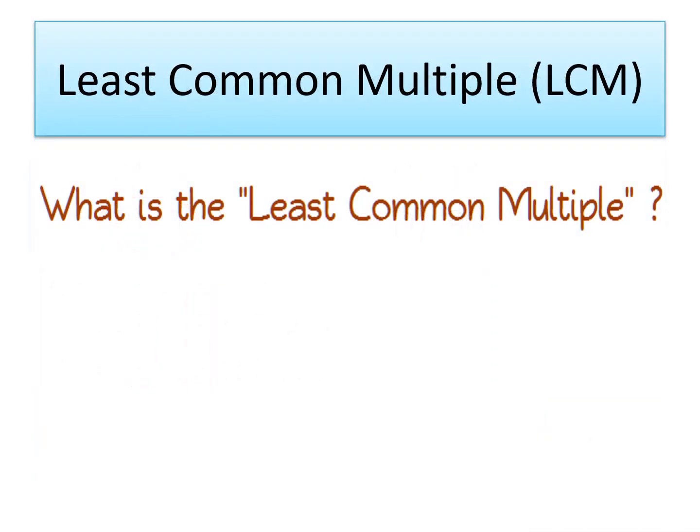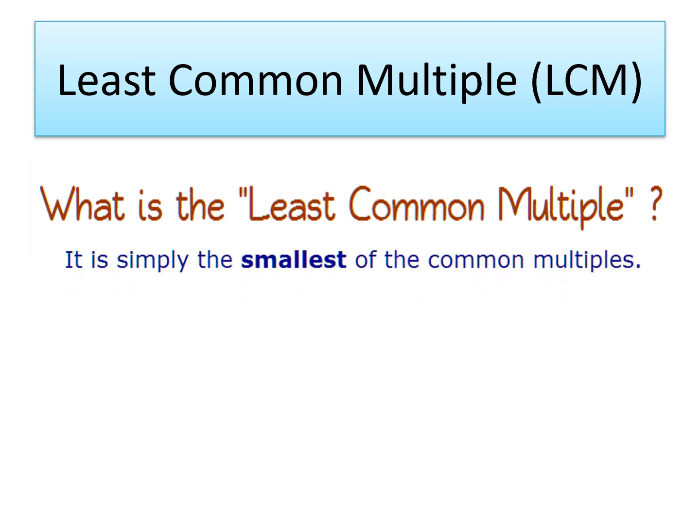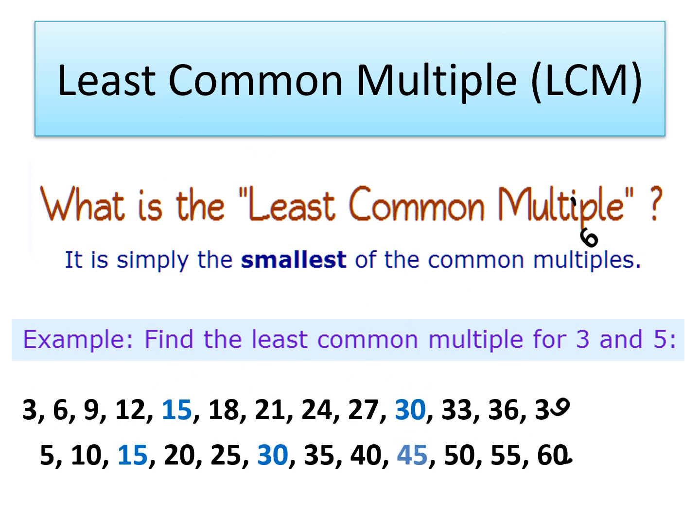Okay, so let us try to consider now the next topic, which is the least common multiple, or the LCM. What is the least common multiple? The least common multiple is simply the smallest of the common multiples. So for example, we want to find the least common multiple of 3 and 5. So 3 can be listed as 3, 6, 9, 12, 15, and so on. For the 5, we have 5, 10, 15, 20, 25, and so on.